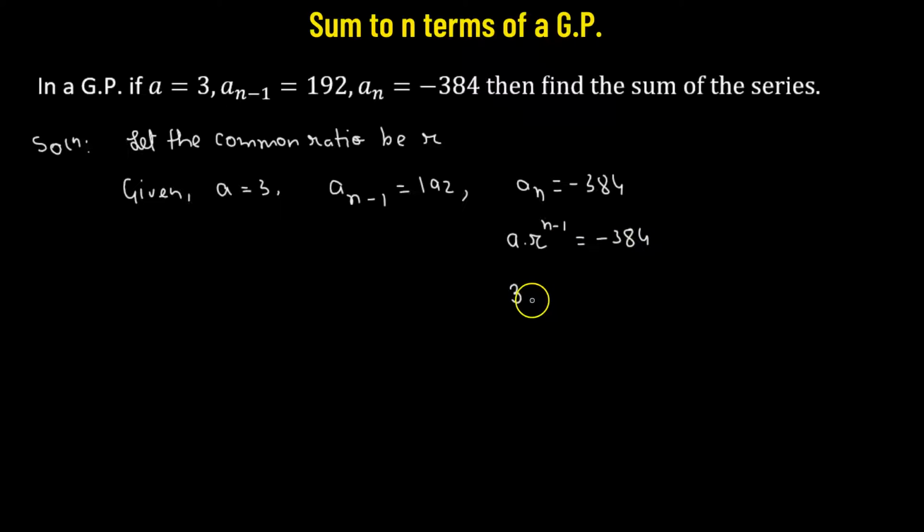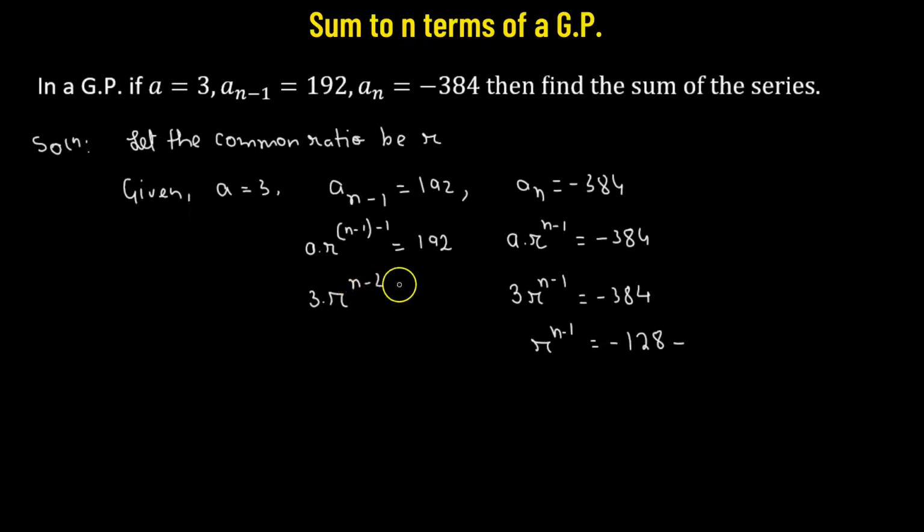A value is 3. So we have 3 times r raised to the power of n minus 1 equals negative 384. Dividing both sides by 3, we get r raised to the power of n minus 1 equals negative 128. Then we have the n minus 1th term, so we get A times r raised to the power of n minus 2 equals 192. So we have 3 times r raised to the power of n minus 2 equals 192. Dividing both sides by 3, we get r raised to the power of n minus 2 equals 64.